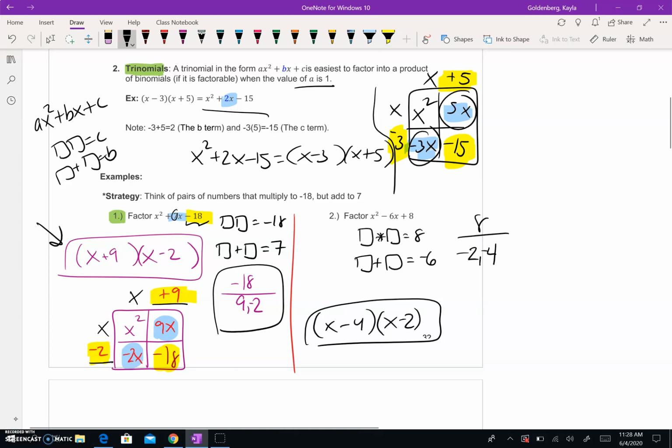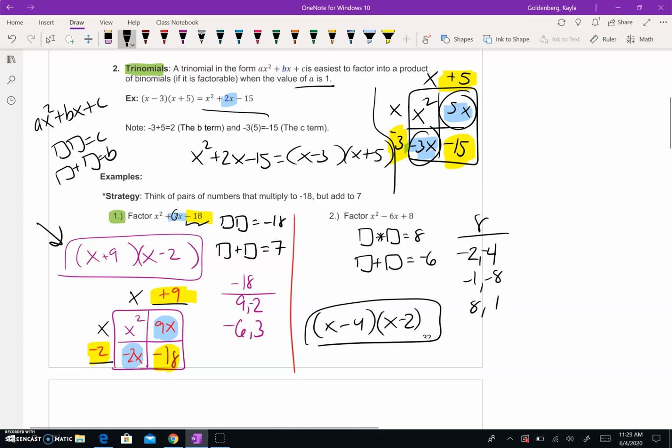I like to list factor pairs of negative 18 to help me think through. So I knew 9 and 2. I also could have listed a 6 and a 3, and one of them would be negative, one would be positive. Same thing for number 2, like negative 2 and negative 4, negative 1, negative 8, 8, 1, thinking through just your pairs of numbers that work.